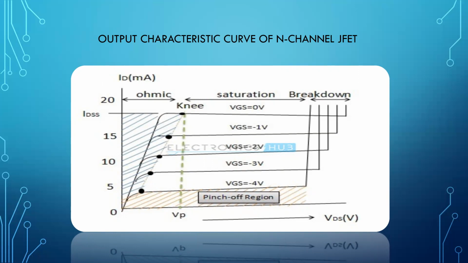What is the ohmic region? When VGS equals 0, the depletion layer of the channel is very small and the JFET acts as a voltage controlled resistor. In the active or saturation region, the JFET becomes a good conductor and is controlled by the gate voltage VGS, while the drain to source voltage VDS has little or no effect.